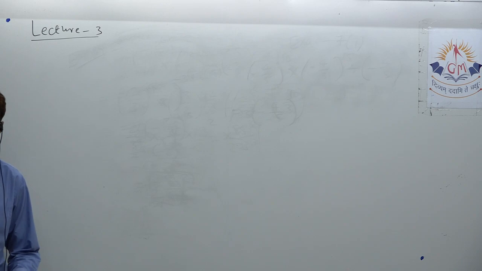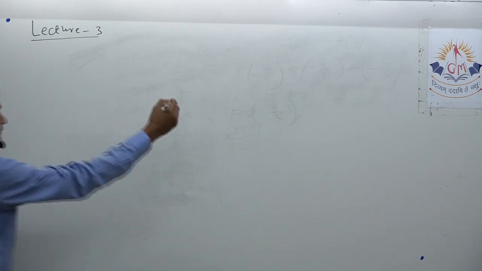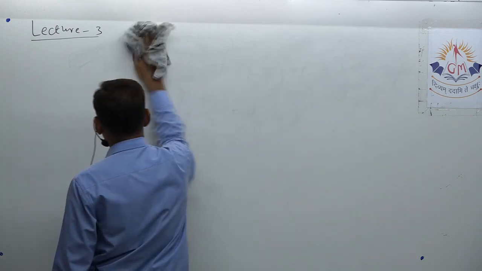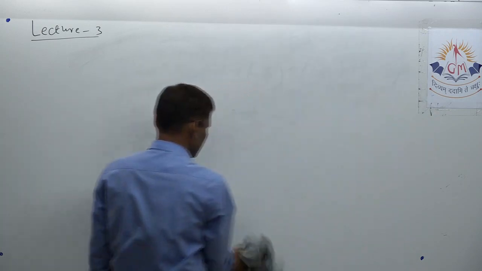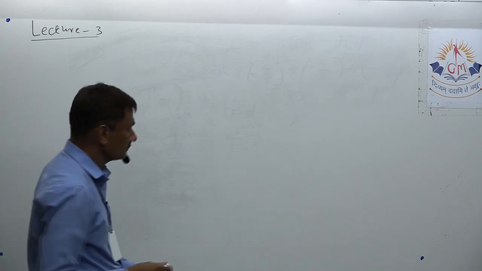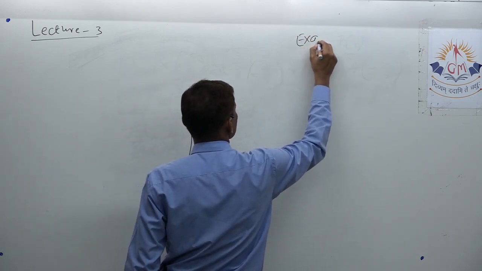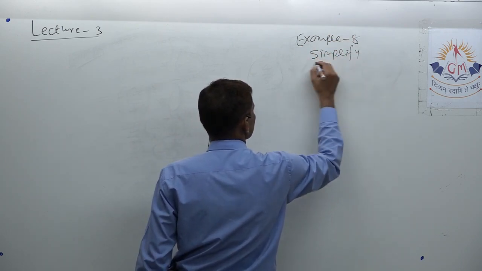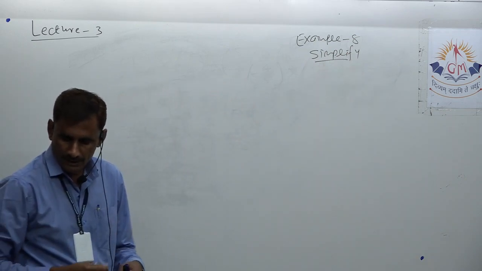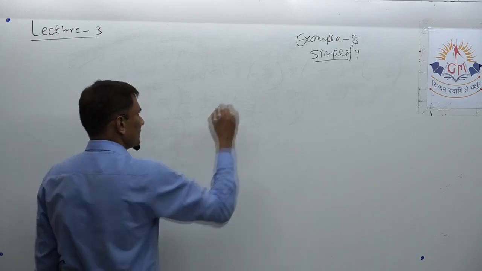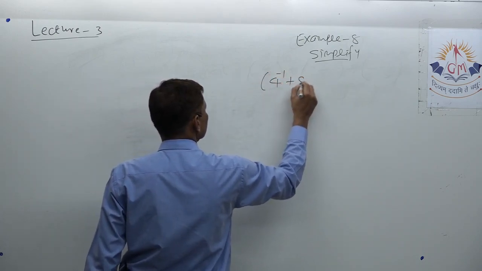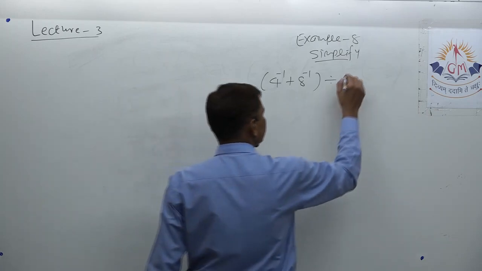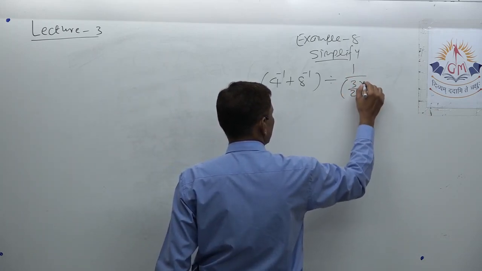Okay, example number 8. Simplify the following. Okay, what is the question? 4 raised to minus 1 plus 8 raised to minus 1, divide by 1 upon 3 by 2 raised to minus 1, 3 upon 2 raised to minus 1.